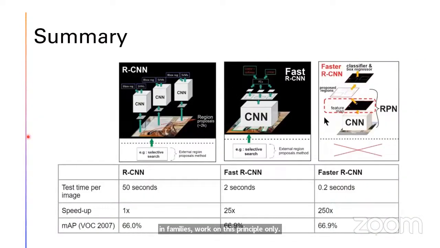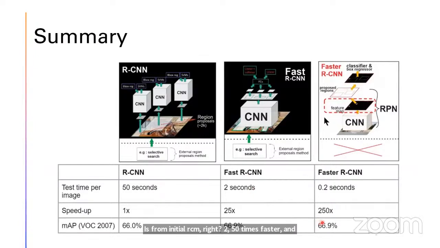Now, a summary or comparison of these models, right? What will be the test time per image for RCNN? If an RCNN takes 50 seconds to run inference on one particular image, your Fast RCNN will do the same job in 2 seconds, and your Faster RCNN will do the job in 0.2 seconds. So you are able to see how fast your Faster RCNN is compared to the initial RCNN, right? 250 times faster. And these are your MAP scores for each one of them.